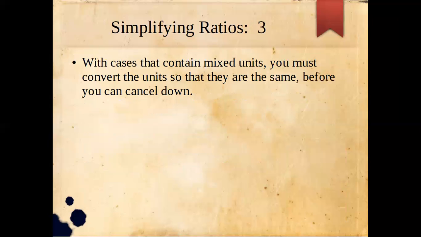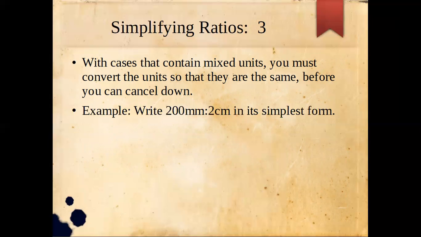Okay, simplifying ratios part 3. With cases with mixed units, you have to convert the units so that they're the same before you can cancel down. So for example, we've got 200 millimeters to 2 centimeters, and it's asking us to write that in its simplest form. Well, you should know that 1 centimeter is 10 millimeters.